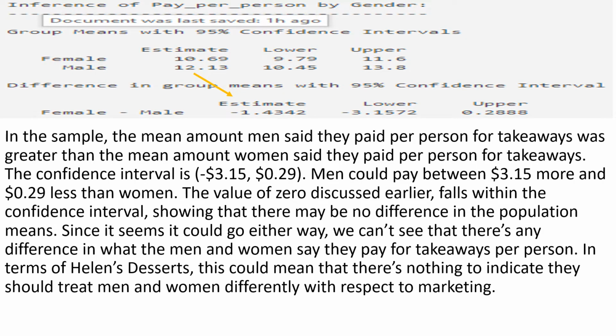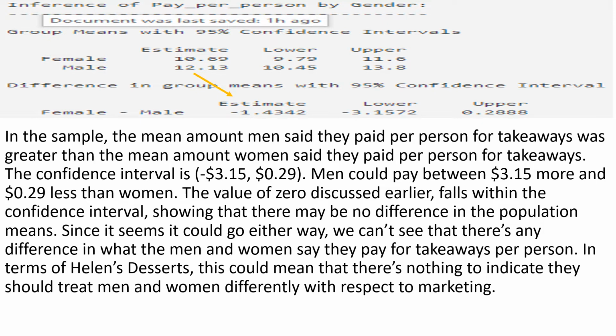Okay, people, if you look there at estimate, you can immediately see that in the sample, the mean amount men said they paid per person for takeaways was greater than the mean amount women said they paid per person for takeaways. The confidence interval is $3.15 and 0.29, okay? Men could pay between $3.15 more and 0.29 less than women.